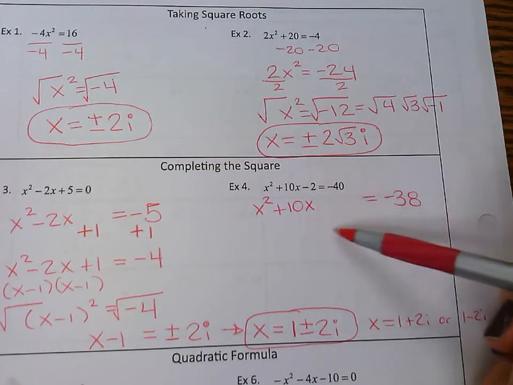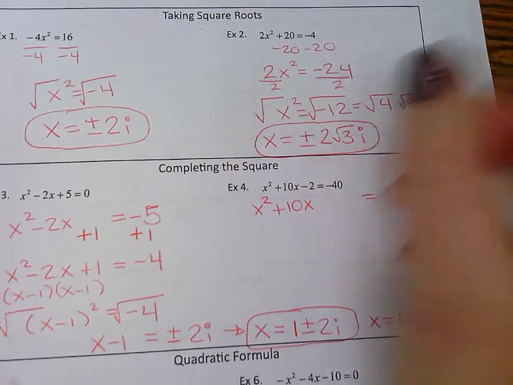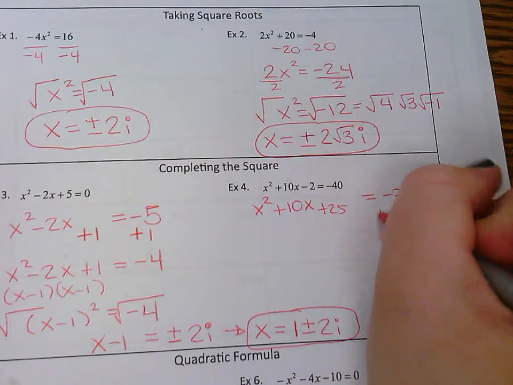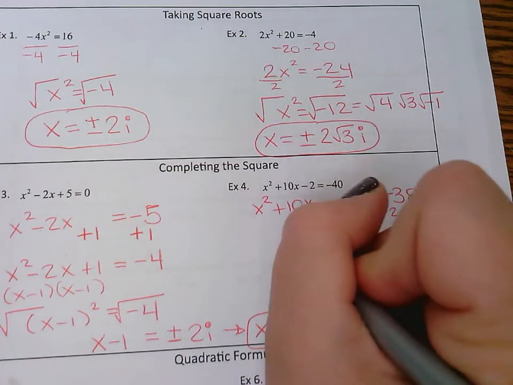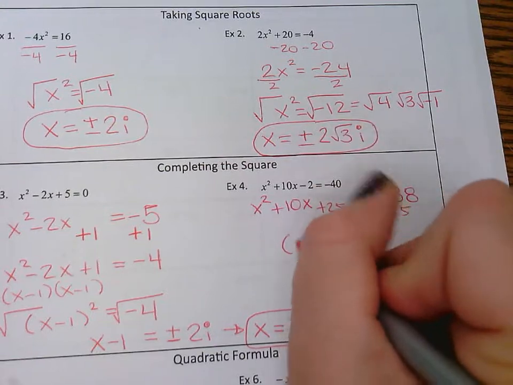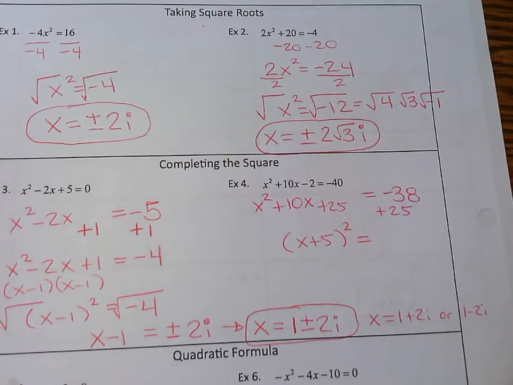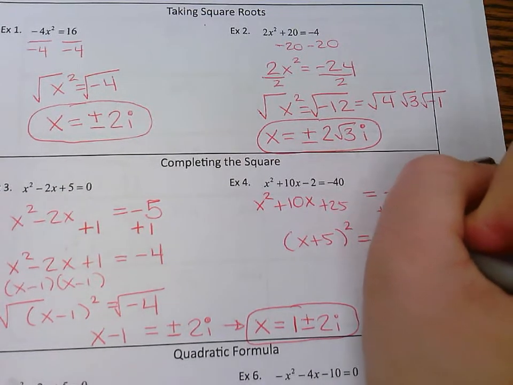What do I add to complete the square? Half of this number is 5, and 5 squared is 25, so I'm going to add 25 to both sides of the equation. This is the perfect square trinomial, x plus 5 times x plus 5, so I can represent that as x plus 5 squared. And negative 38 plus 25 is going to be negative 13.